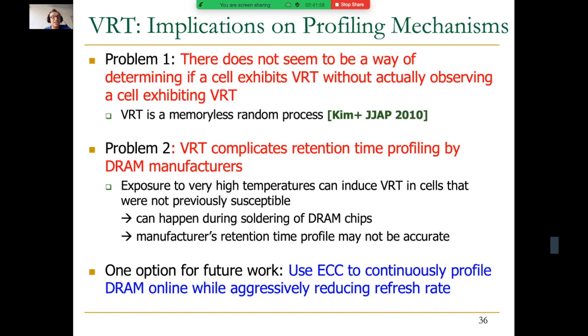That way, you can continuously change the refresh rates for different rows and get feedback from the error correcting codes and figure out that you've done something wrong if you actually have error corrections that are happening. But if you don't have error corrections happening, you can reduce the refresh rate aggressively for rows that do not require more frequent refresh. That's the idea. And this was the option that we proposed for future work.